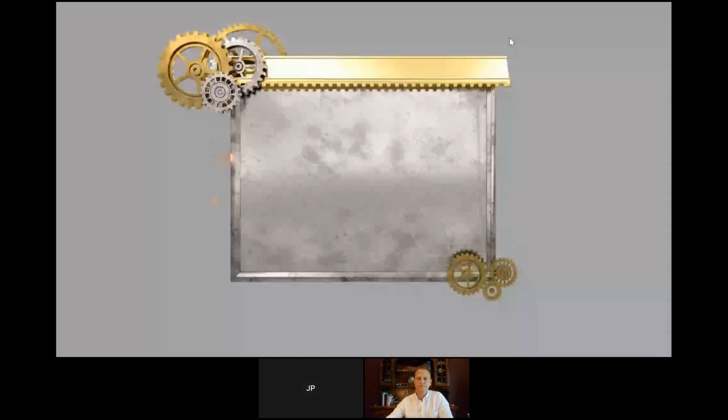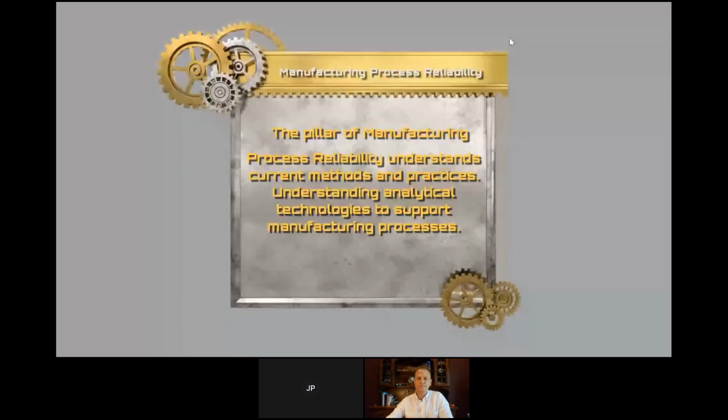Manufacturing process reliability. The pillar of manufacturing process reliability understands current methods and practices, understanding analytical techniques to support manufacturing processes, such as total productive maintenance, Lean Six Sigma, and operational performance strategy.